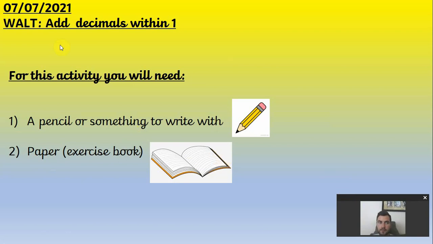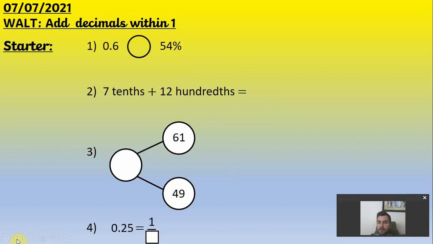So today's maths, we are learning to add decimals within one. Progressing on from looking at percentages and converting percentages, decimals and fractions, we're now going to primarily just focus on adding decimals. But before we do that, let's complete our starter.